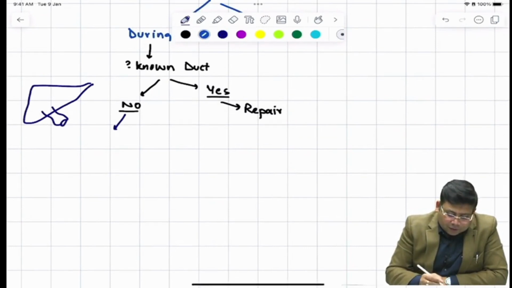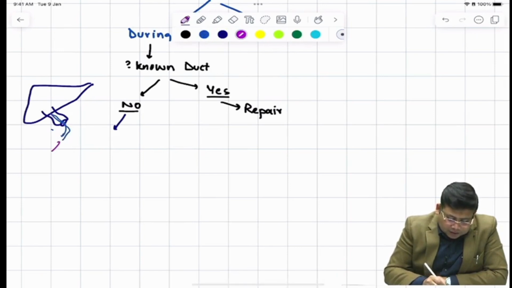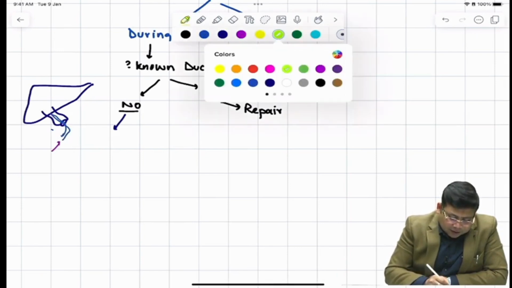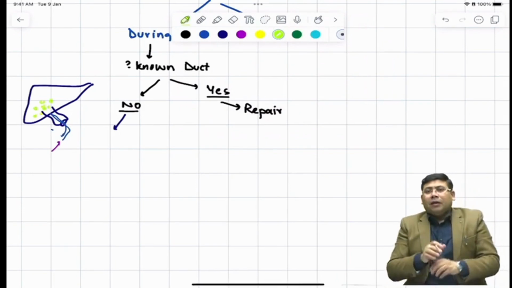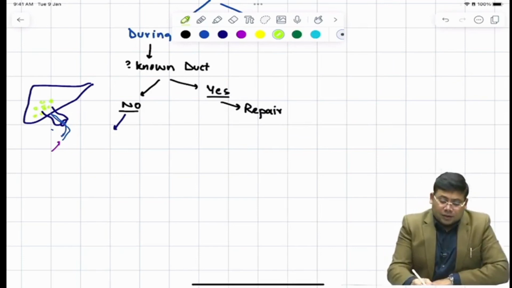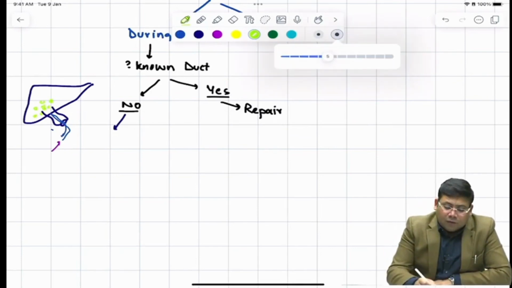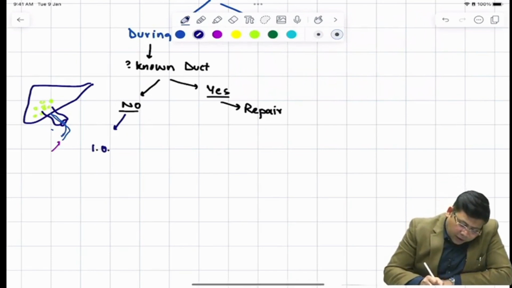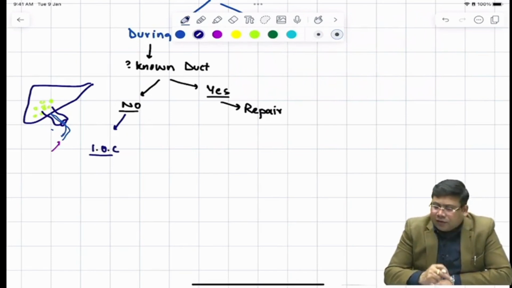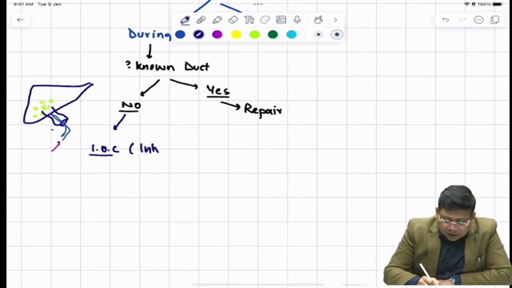You will insert a feeding tube, and you will put a contrast. The moment you put a contrast, the contrast will go to every section where the duct is getting drained, and thus you can determine where and how much the duct is draining, and thus you can ascertain what category of duct it is. So in that case, you will do IOC. What I have done, this is what is known as intra-op cholangiogram.